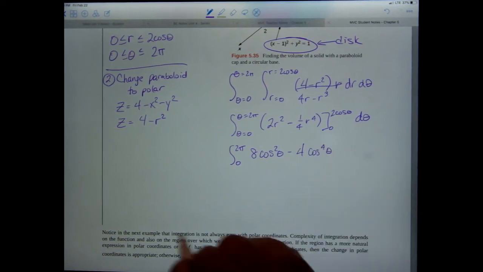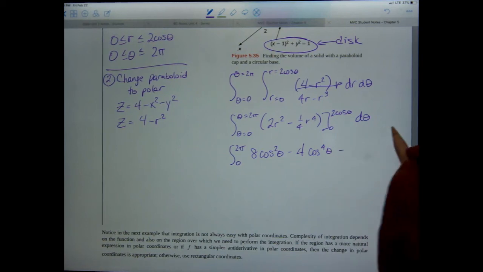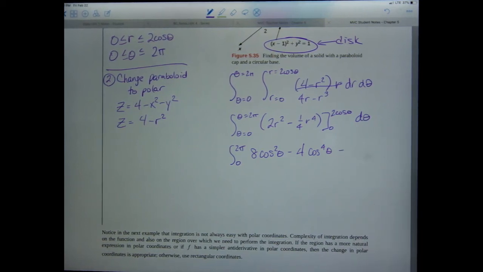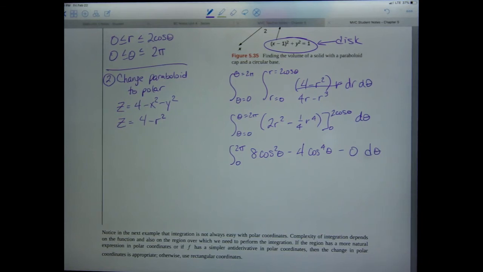Okay, minus, if I plug in 0 for r, this is going to be all zeros, because when you plug in the 0, those terms disappear. So you move straight into 2 cosine theta. Okay, I see it.